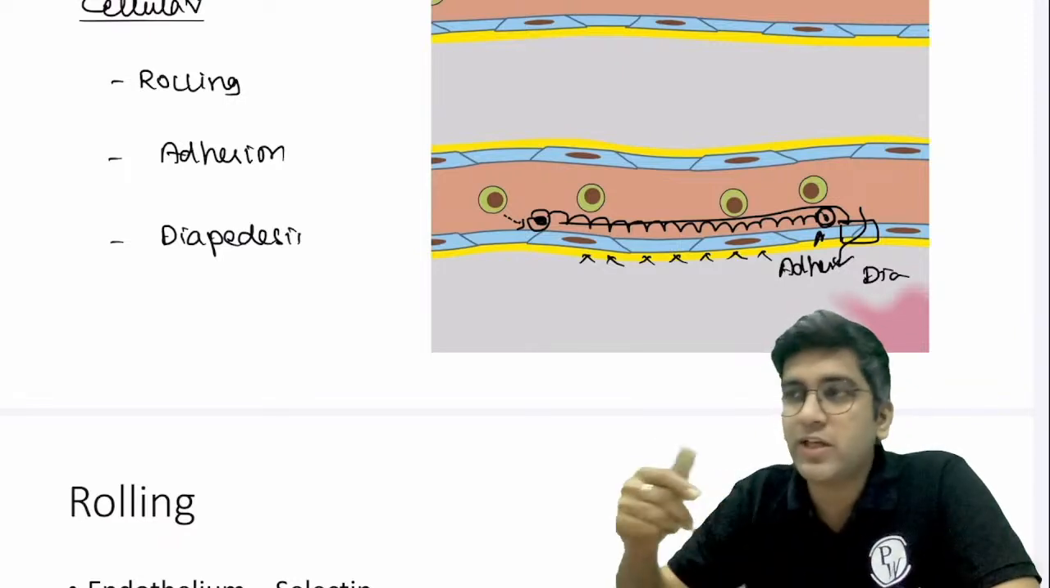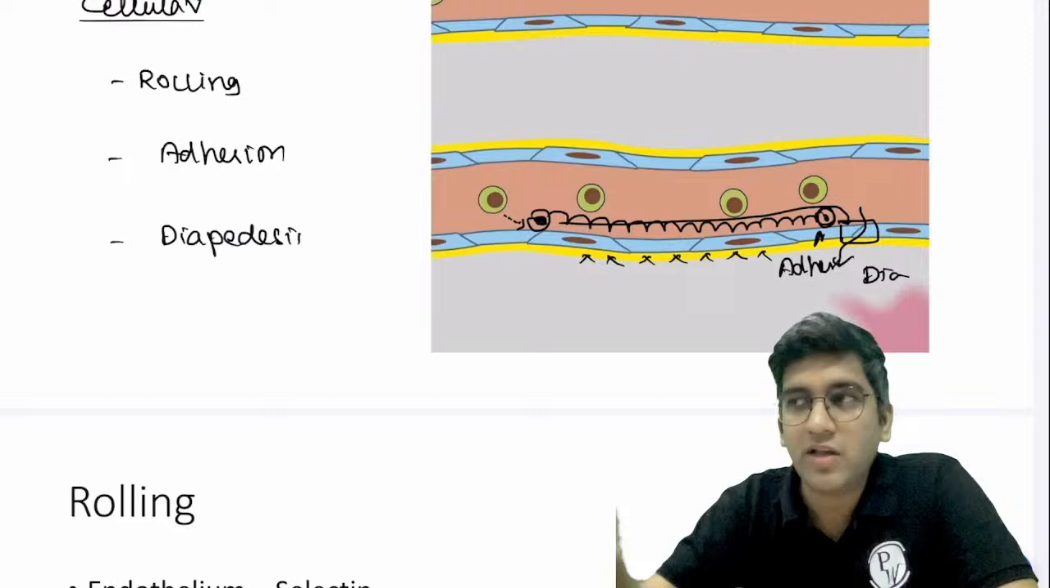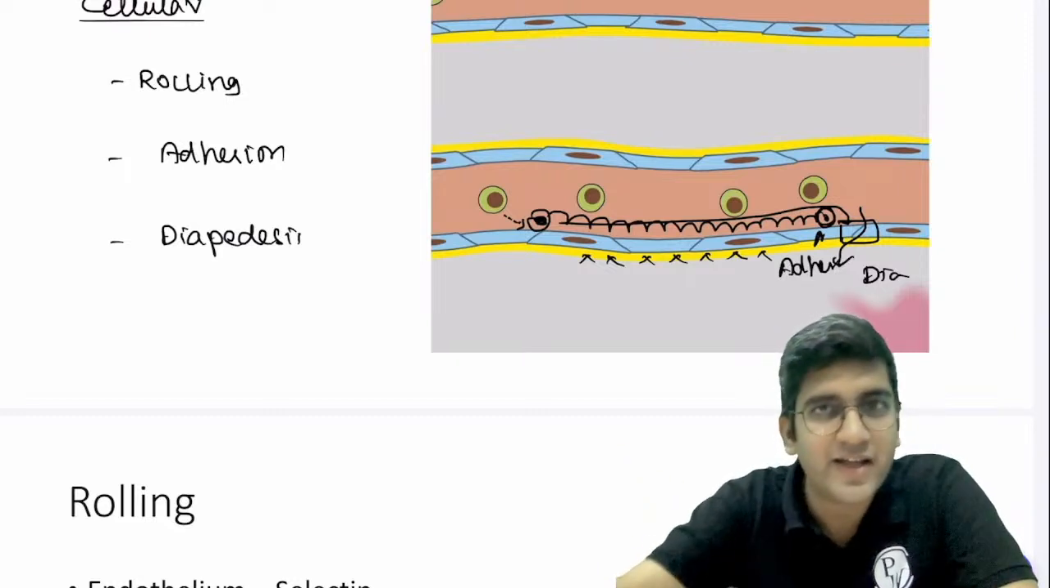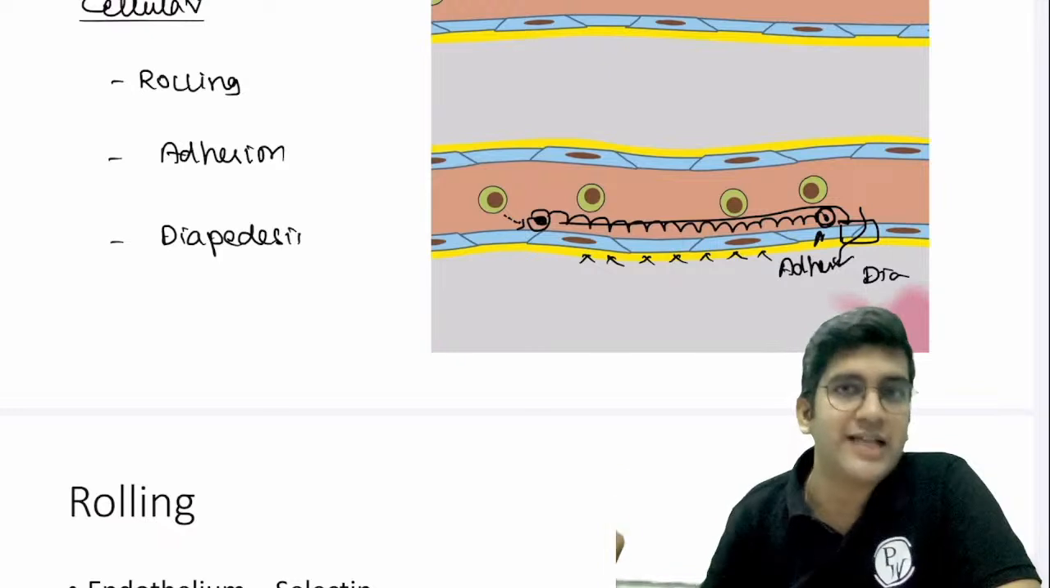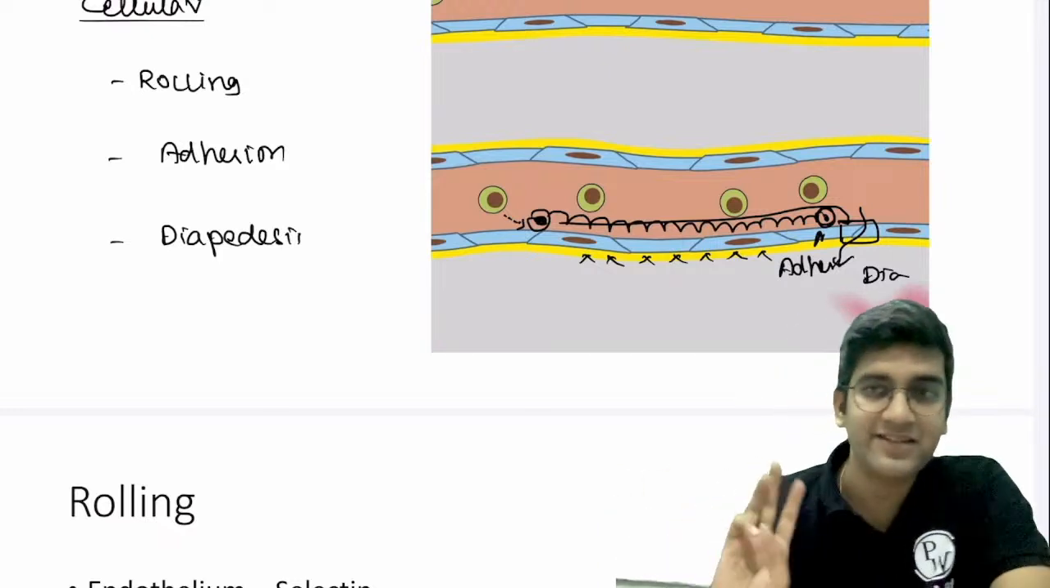Imagine something is rolling and going outside, right? You have a ball, you have a gutter, it's rolling, stopping there, entering into the gutter. That's what it is: rolling, adhesion, diapedesis, going outside, right? These are three simple steps, right?